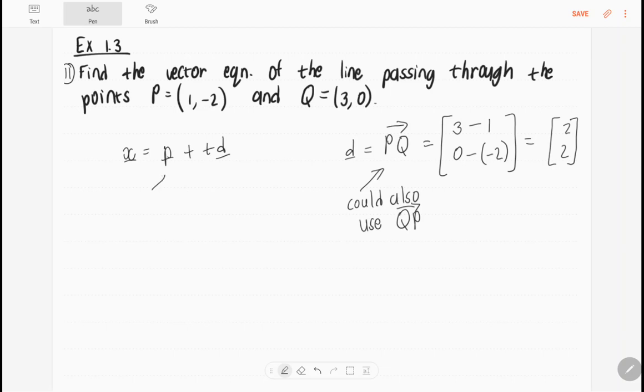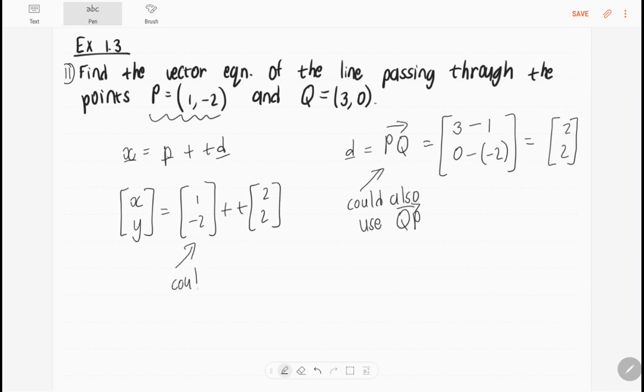Then for our point, we have P, which has components 1 and minus 2. If you wanted, you could also use Q with components 3 and 0. So I'm just going to use P. So then I have x, y equals 1, minus 2 plus t multiplied by 2, 2. You could also use, as I said, Q, which is 3, 0. That will also be correct. So this is the end of the procedure exercises.